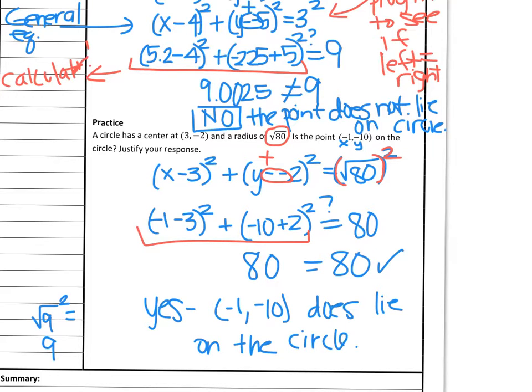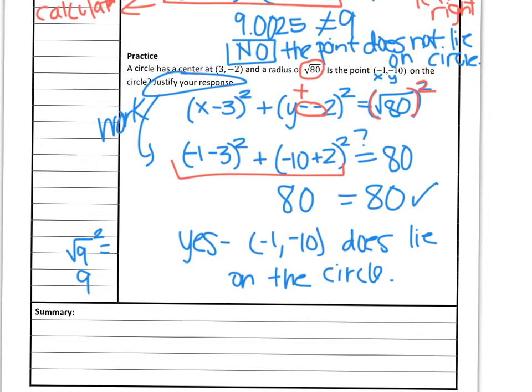So, if it says justify, you don't have to really write a paragraph or any more explanation than that. Your work is the justification. If it said explain, you'd have to say something like, yes, because when I plugged in the point, it made the left side equal the right side, proving that it's a solution to the equation. But it just says justify, so your work is enough justification. So go ahead and write a couple bullets or sentences for your summary and do all of your practice.